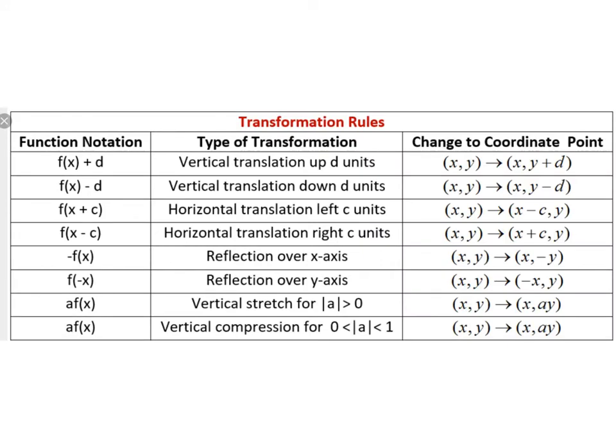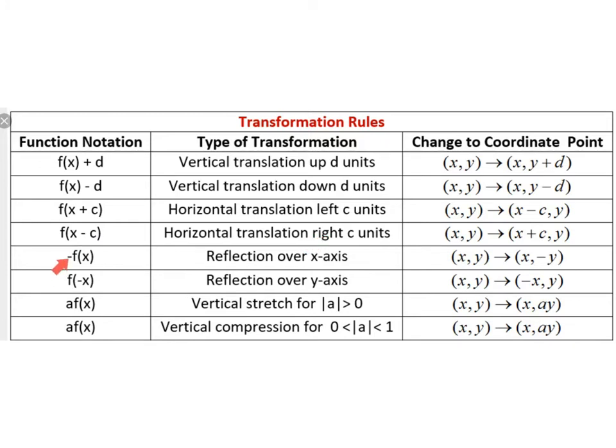So here is a table of the function transformation rules and what the notation is and what it looks like as function notation and what happens to the coordinates. So plus D will give us a vertical translation up. Minus D outside the parentheses will give us a translation down. If it's inside the parentheses, a plus C moves it to the left. This is where it's opposite. A minus moves it to the right.